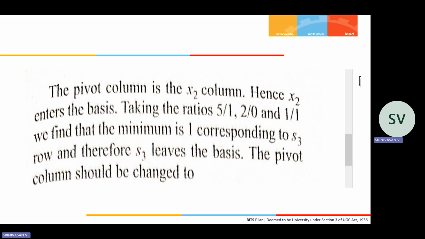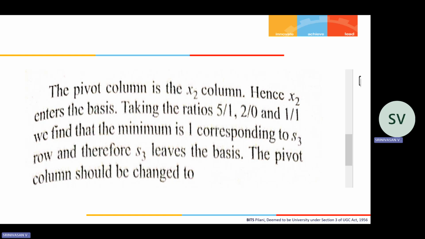That's what I have already explained. The pivot column is the x2 column, because it has the negative Zj minus Cj. Hence, x2 enters the basis. Taking the ratios 5 by 1, 2 by 0, and 1 by 1, 2 by 0 should not be taken. We find that the minimum is 1, corresponding to the s3 row, that is the third row. Therefore, s3 leaves the basis.